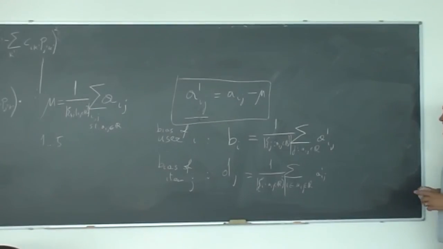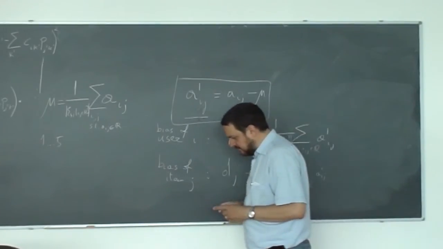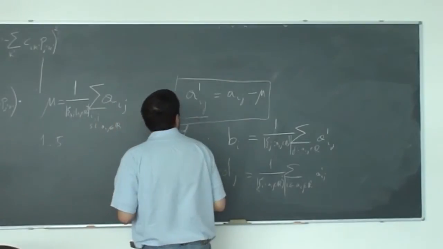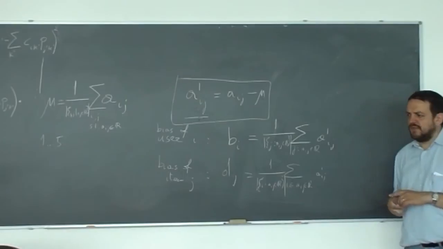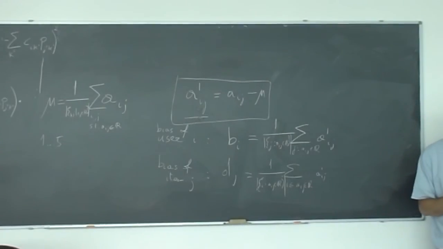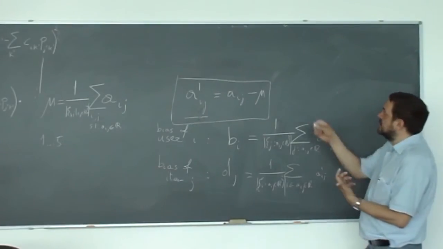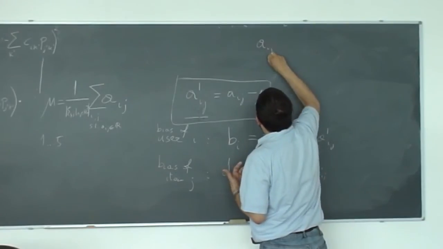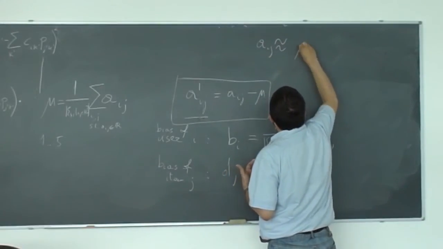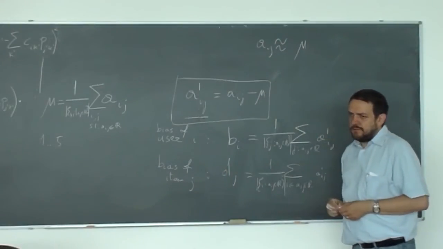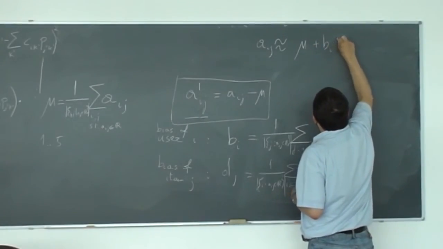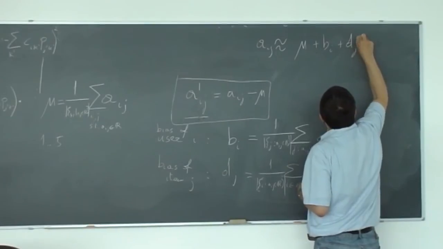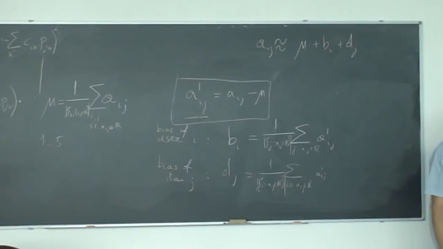And the idea is that a very raw, crude approximation of a vote can be given by the overall mean corrected by the two biases.